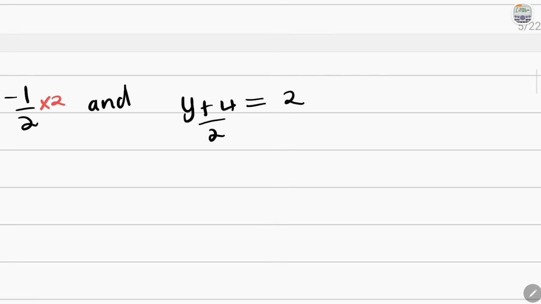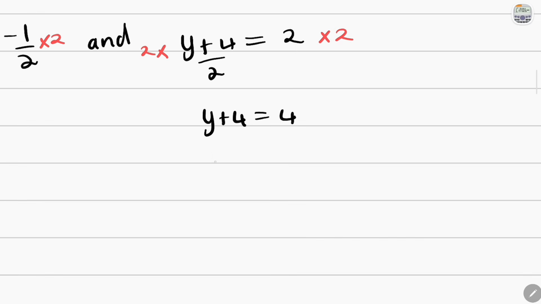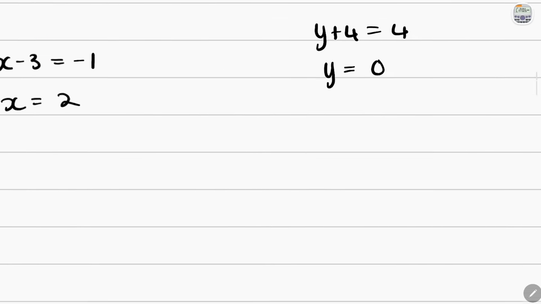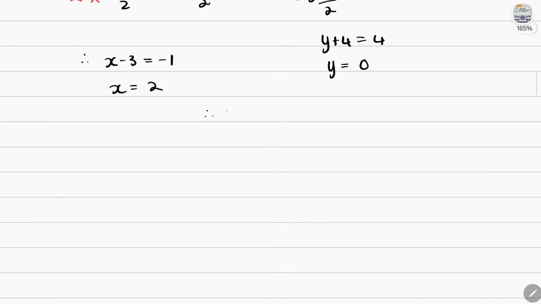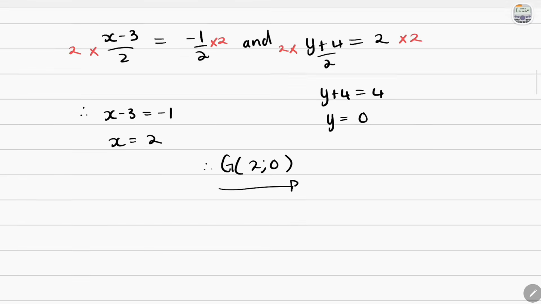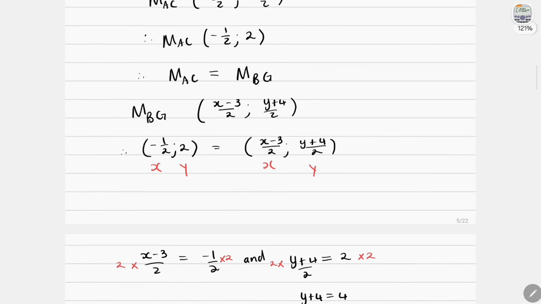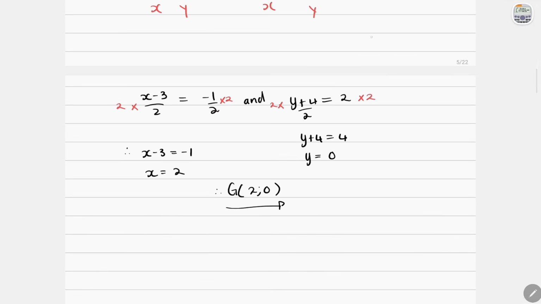And here we would get rid of this. Just multiply both hand sides by 2 to get rid of that 2. And so y plus 4 equals 4. And then transpose the 4. So that is y equals 4 minus 4, which is 0. And so you can see that that point G is finally just 2 and 0. And that is our answer. And that is it for this question. Moving on to the next question.